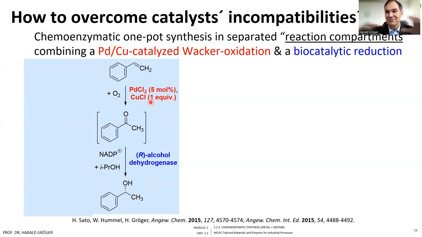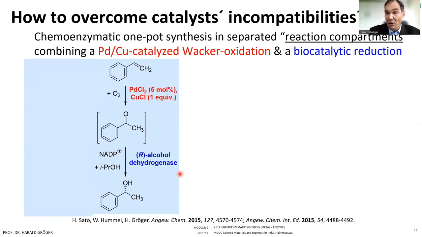Also, the cell is not just one compartment. The cell consists of many compartments, and each of these compartments has different tasks. Taking this concept now into chemistry, what could we learn from that? We could learn that we could consider the reactor as a system in which we can operate with different compartments. So why not compartmentalize the chemocatalyst and the enzyme? Why not use them in different compartments, but still in one reactor? And in that way, we have a separation. And there are many opportunities for such a separation.